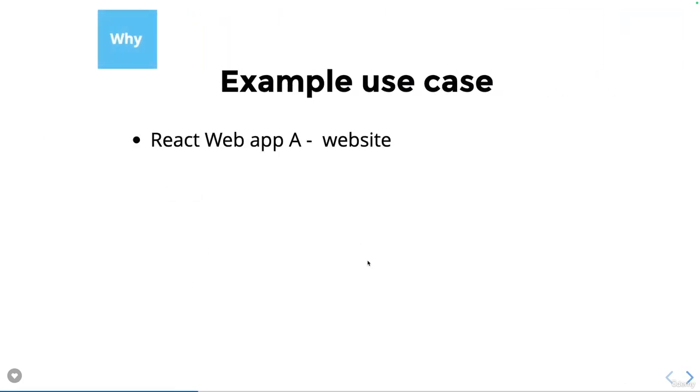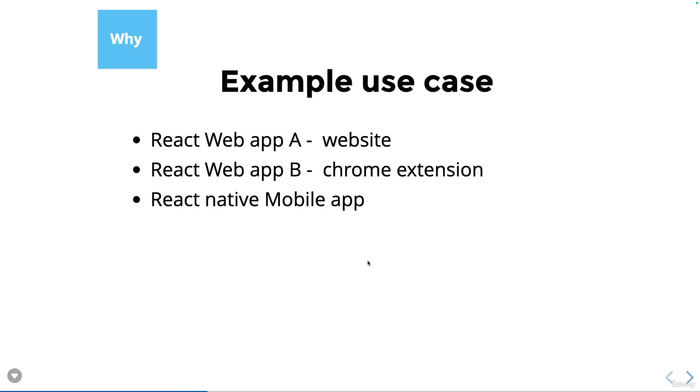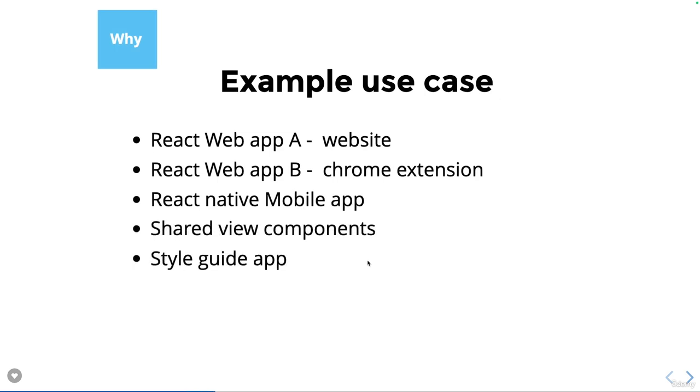Right? So these are the example use cases. Let's say we have a React web app website, Chrome extensions, React Native mobile app, which have a shared UI component, a shared style guide, and a shared asset library. So in that case, it's better to create a monorepo and put web app 1, web app 2, a native mobile app, and the library which has the shared components.